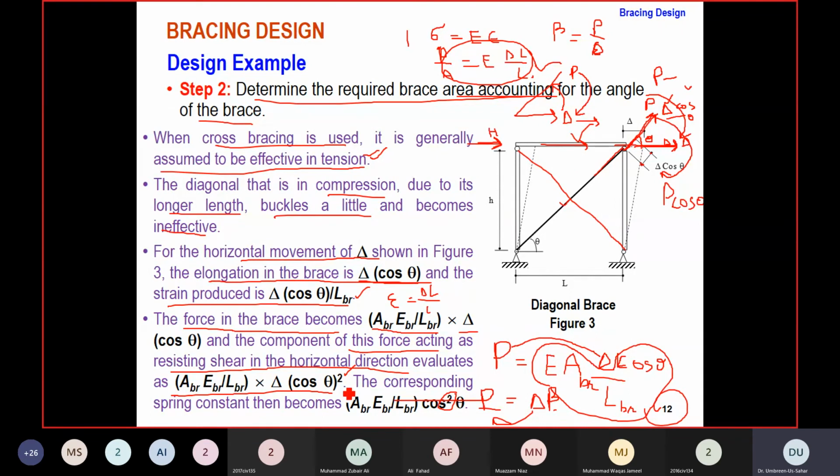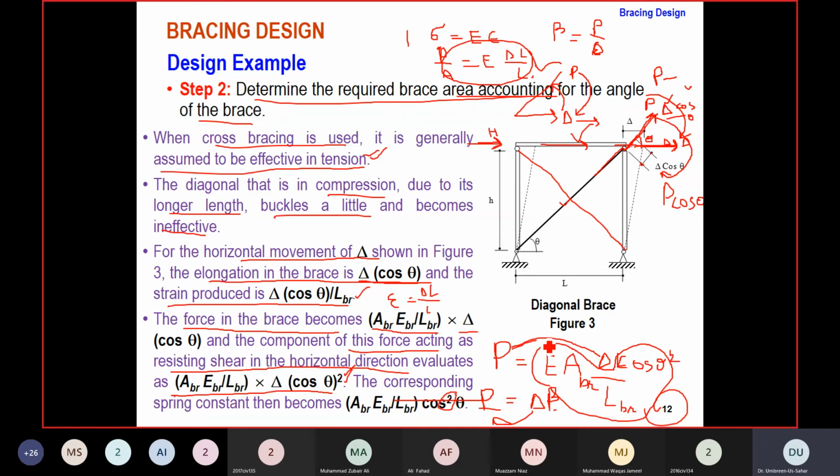In this way, cos squared comes, and the rest will remain the same. So this cos theta, whole squared, will be incorporated to calculate the spring constant, the constant of this equation.